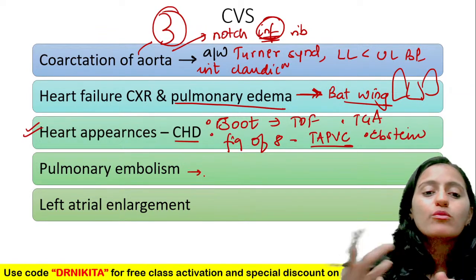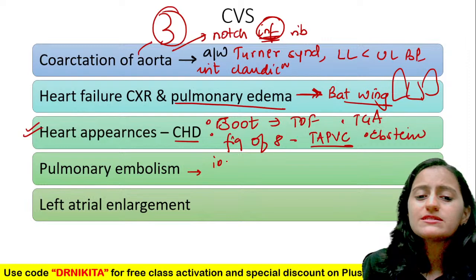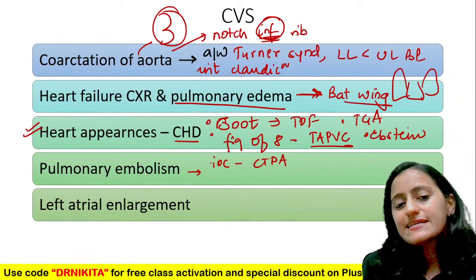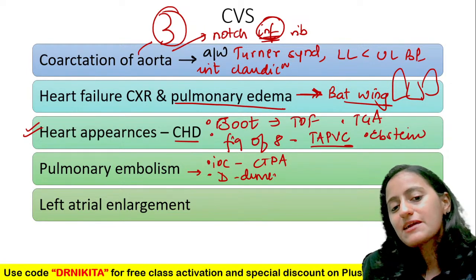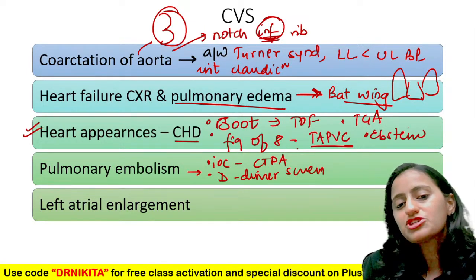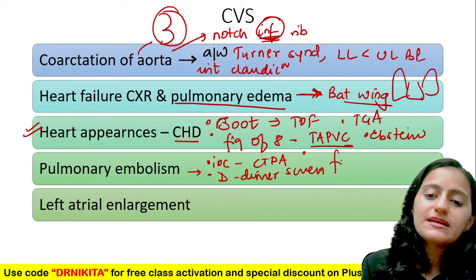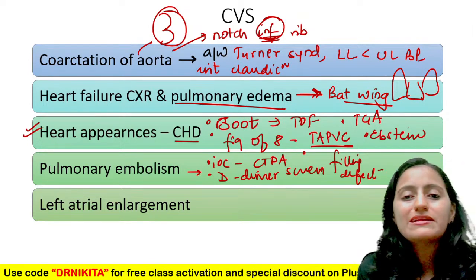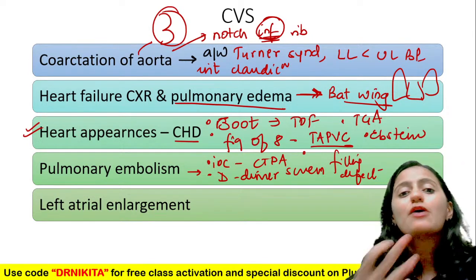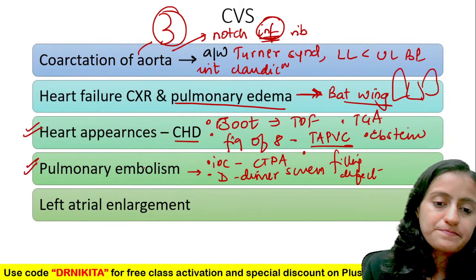Pulmonary embolism overall is an important topic. What is the investigation of choice? CT pulmonary angio. What is the screening investigation? It is D-dimer. And in pulmonary embolism, basically you will see a filling defect in the pulmonary artery. A bedridden patient having calf swelling, now having chest pain, we should always think of pulmonary embolism.